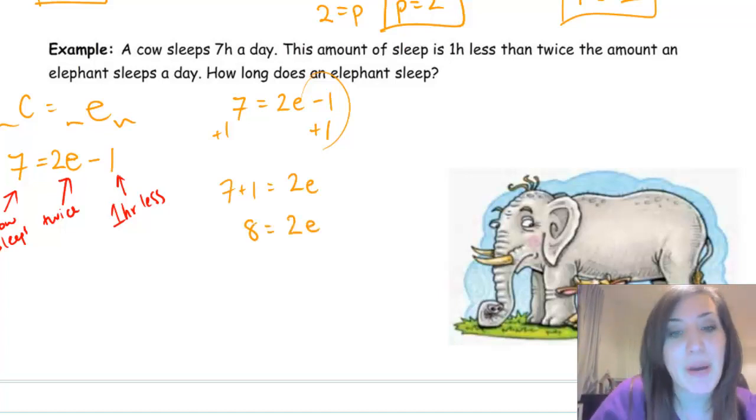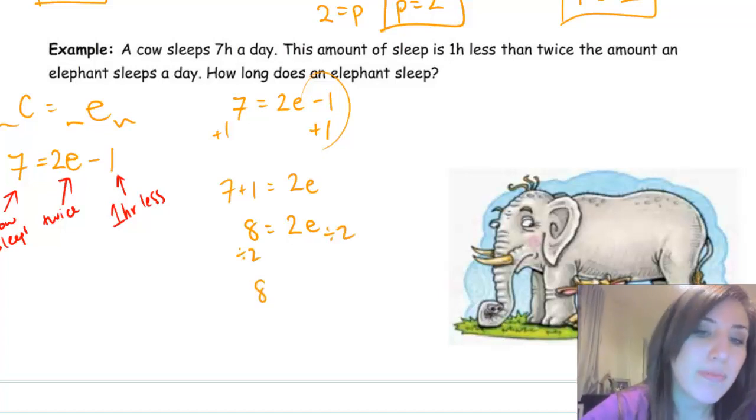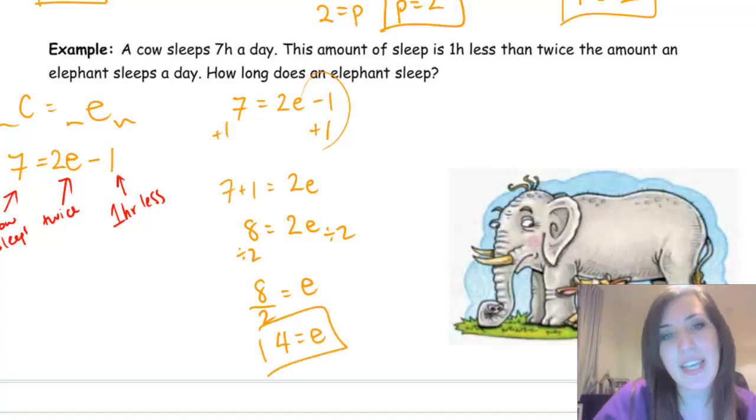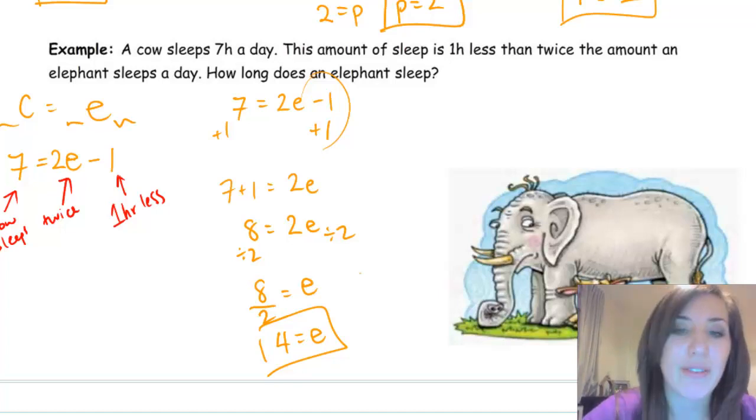Now in order to get the e by himself, we need to get rid of that 2. So right now it's 2 times e. So let's divide both sides by 2. 8 divided by 2 equals the elephant value, and that equals 4. So there's our answer, but because it asked us a specific question, we should also write that down. So I'm going to say the elephant sleeps 4 hours a day.